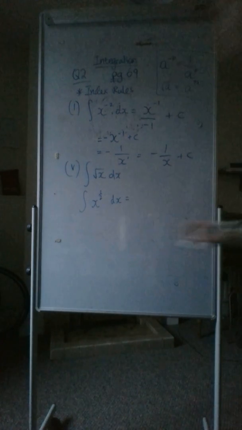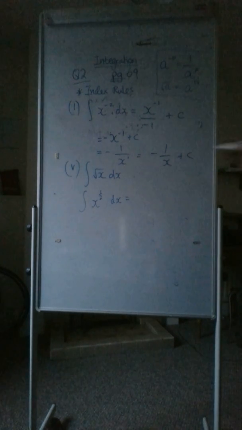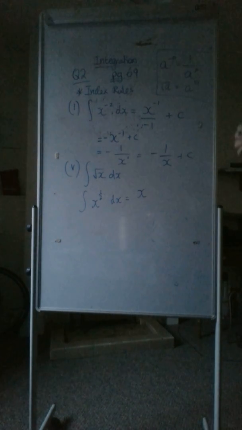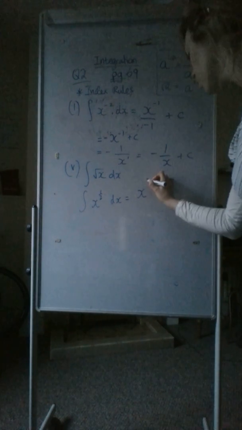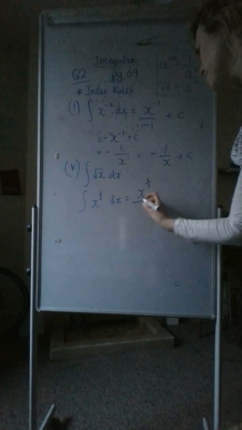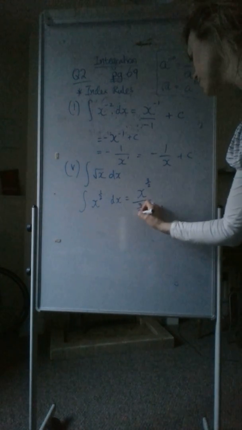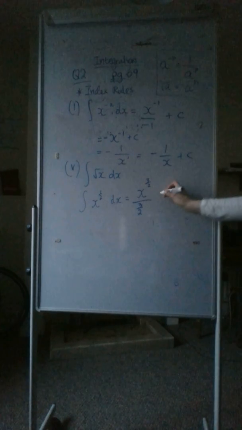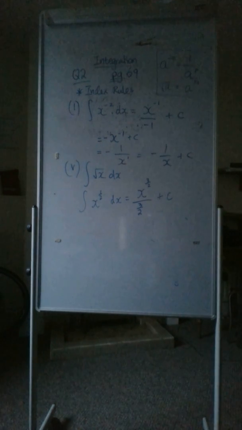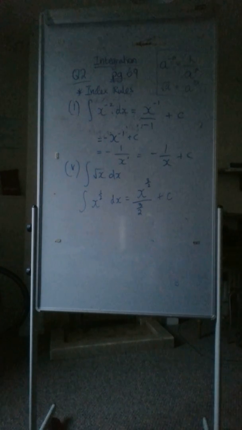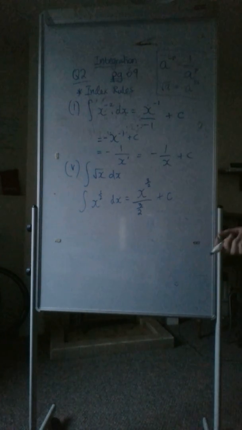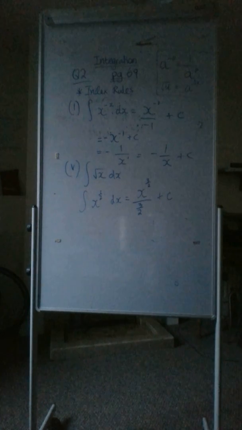Now I'm going to integrate it. So increase that power by 1. A half plus 1 is 1.5, or 3 over 2. And then divide by whatever this power is, which is 3 over 2. And remember, plus c. If you are wondering what the c is about, go back to the first introduction to integration.